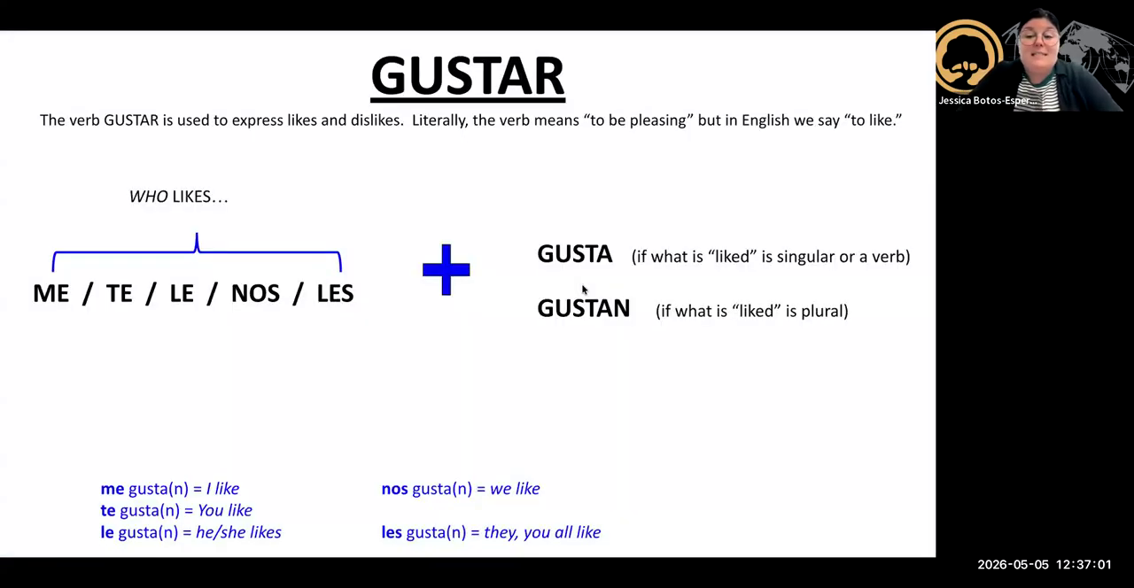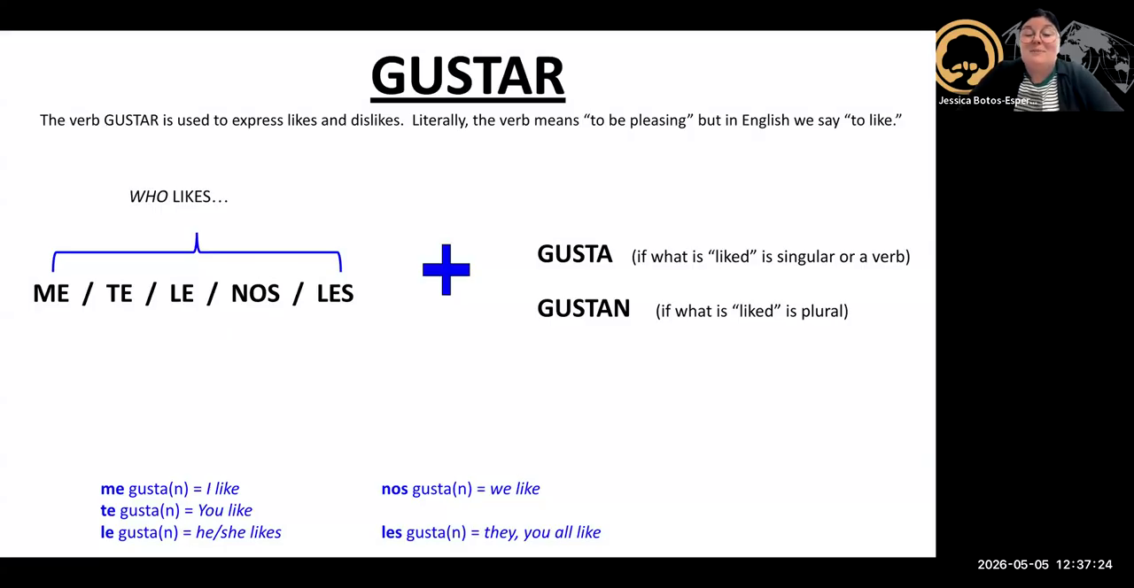Now, this is where students can sometimes get confused when we start talking about the structure of the verb gustar, but it is actually very simple. And I want to explain it to you in another way because sometimes it helps to hear something explained a variety of ways. And maybe we don't get it completely the first time, but the second time it clicks. So let's take a look.